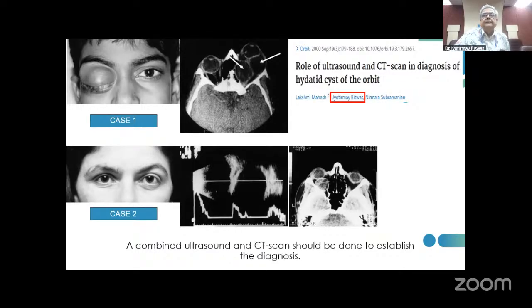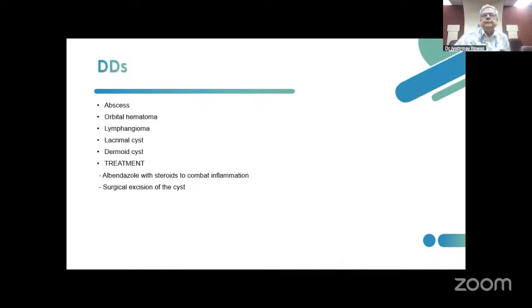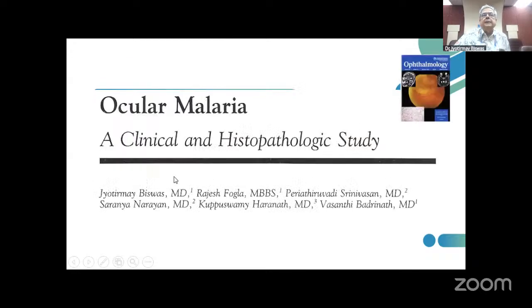And in the literature, in the Orbit journal. So the differentials are abscess, orbital hematoma, lymphangioma, lacrimal cyst, dermal cyst. Treatment is albendazole with steroids.